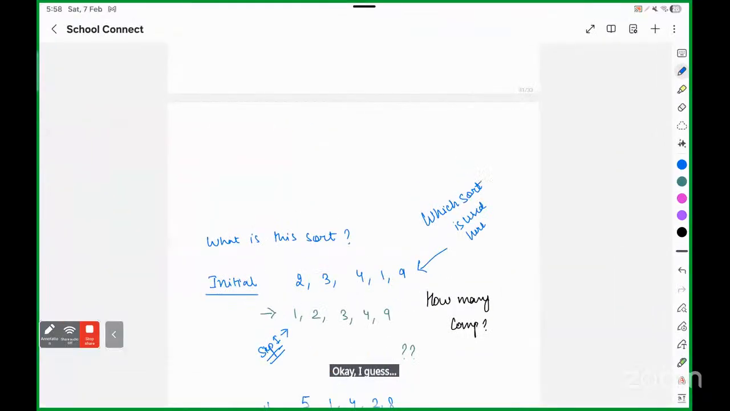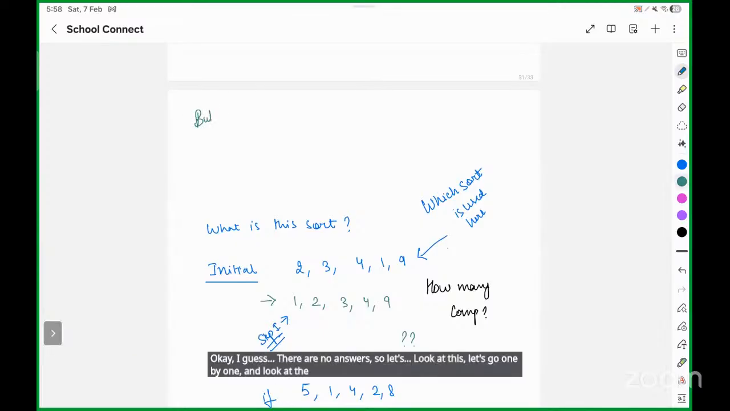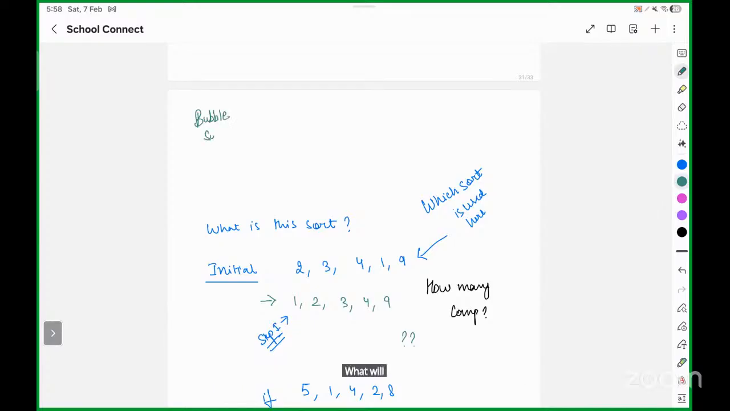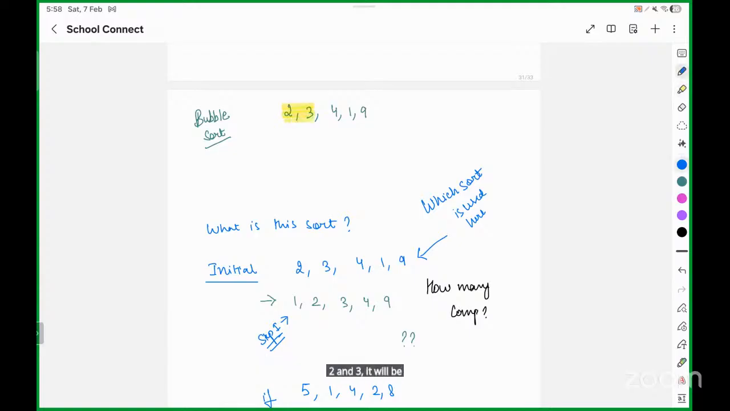Okay, I guess there are no answers. So let's go one by one and look at bubble sort. What will bubble sort do to this array? So it is 2, 3, 4, 1, 9. If this is the initial array, then what will bubble sort do? First, bubble sort will compare 2 and 3. It will be the same, 2 and 3. If there are no changes, it will be 2, 3, 4, 1, 9 again.